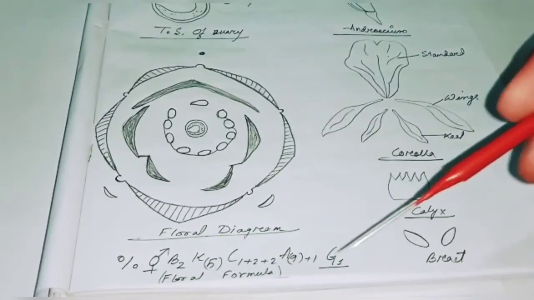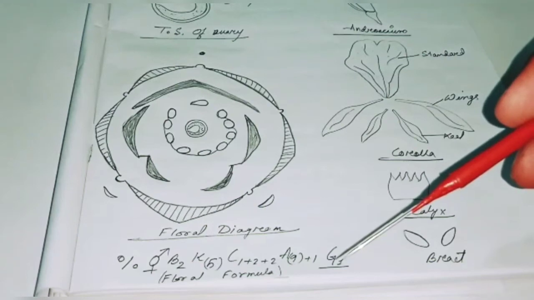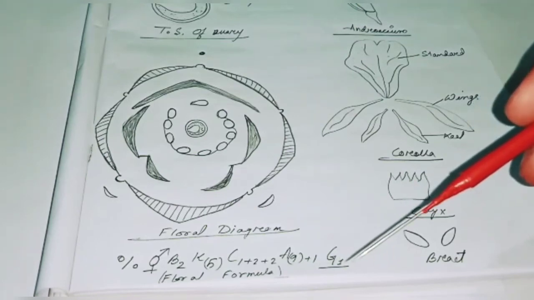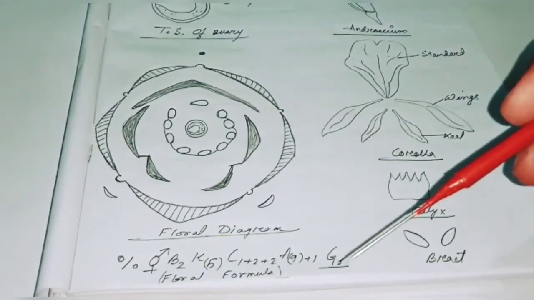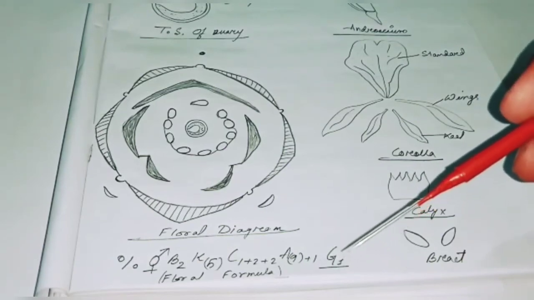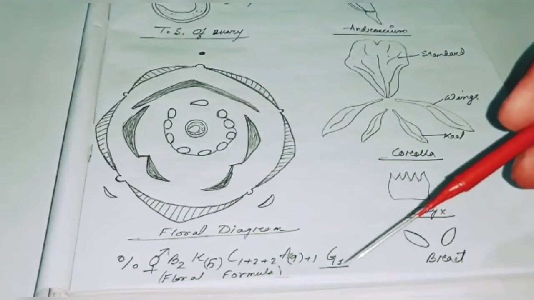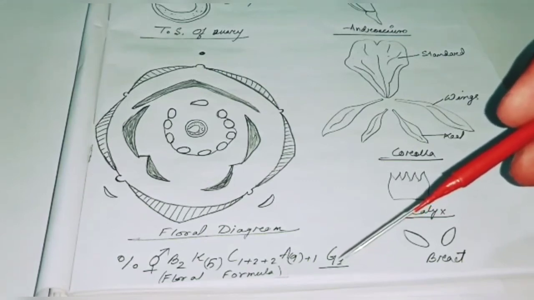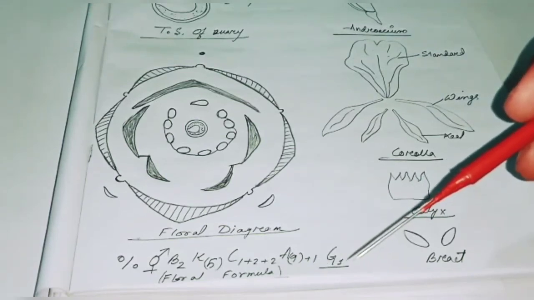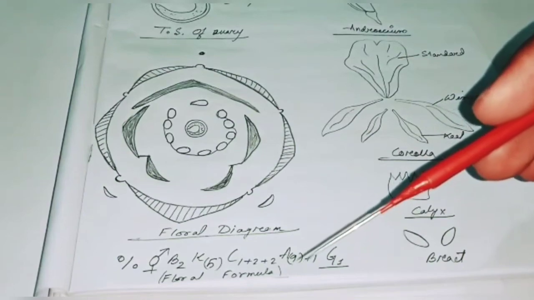Gynoecium is only 1, and it is a superior ovary, so a line is drawn below it. You can see the gynoecium is 1, but it is not kept in a bracket because it is not fused. It is only 1, so it is not kept in a bracket. And for the superior ovary, a line is drawn below it. It is the floral formula.